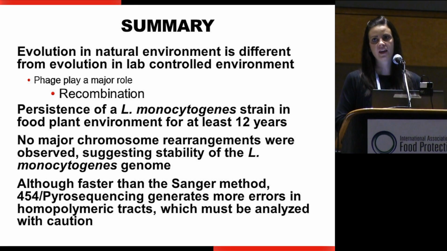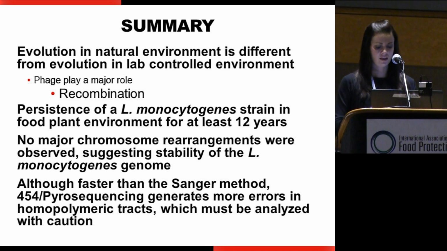And we saw that the same Listeria monocytogenes strain persisted in the food processing plant environment for 12 years, accumulating very minimal changes. And this was sort of one of the first examples of using next generation sequencing to study the evolution of foodborne pathogens in a processing plant environment. And we saw that the next generation sequencing technologies are obviously quite fast and efficient and generate a lot of data, but you also need to interpret that carefully, particularly in terms of looking at single nucleotide polymorphisms.